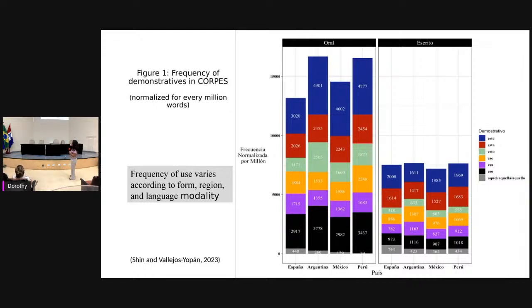And region, there's some differences in region, right? We have represented there Spain, Argentina, Mexico, and Peru. And modality. Modality is a big one, right? So you have the oral language on the left and written language on the right. And you can see that in spoken language, the numbers are huge. Okay? Another thing that I want you to notice is that all the distal demonstratives, aquello, always have been collapsed because the numbers are so small. Okay?